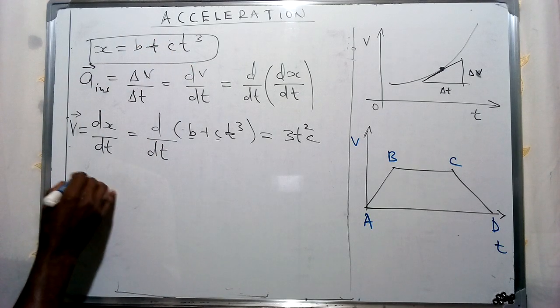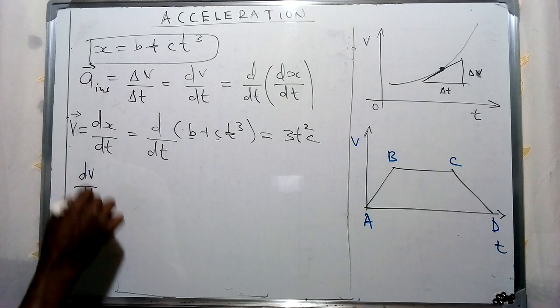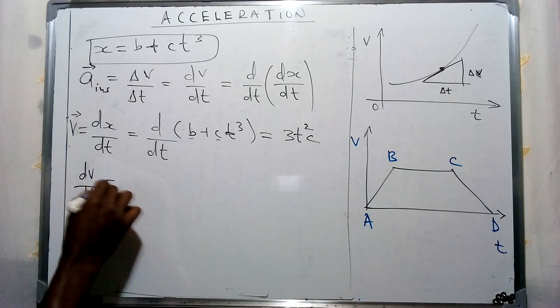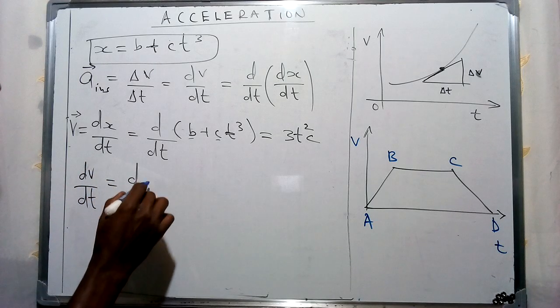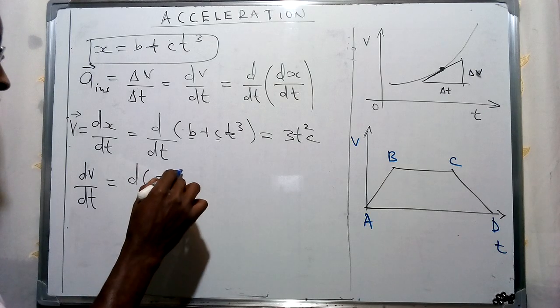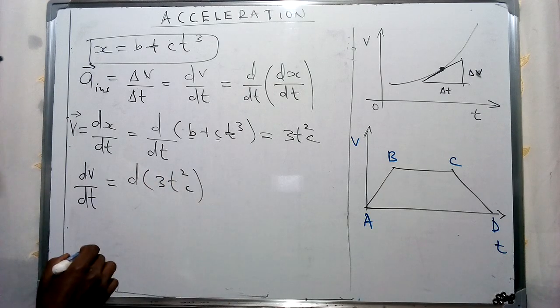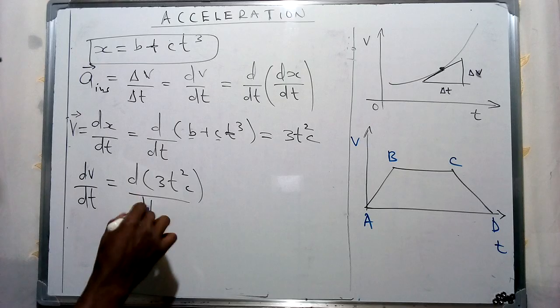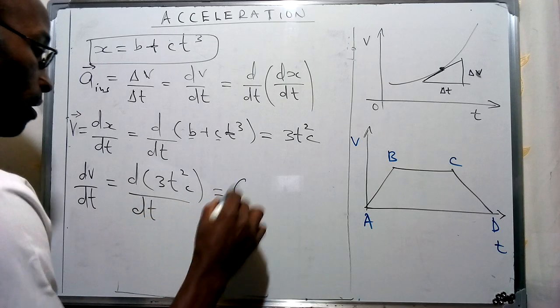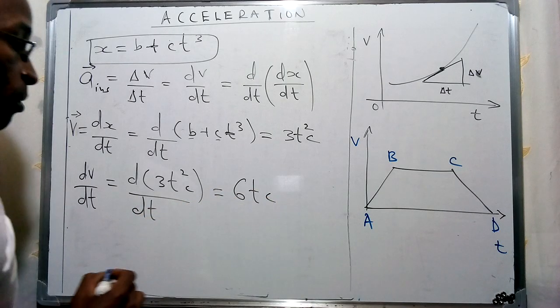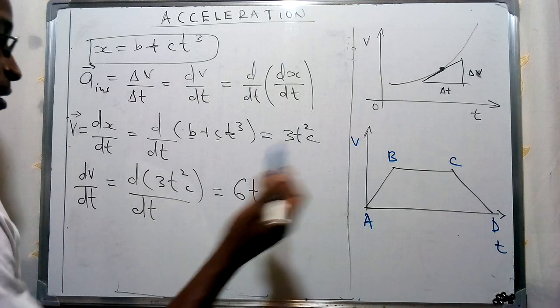And then we're going to find our dv over dt, which is going to be the derivative d over dt of 3t squared c given as that one. So this is going to be giving us a 6tc, or a 6ct, given as that one.